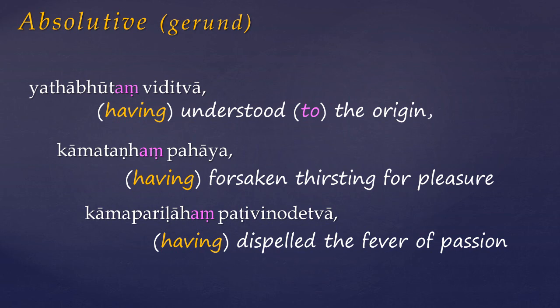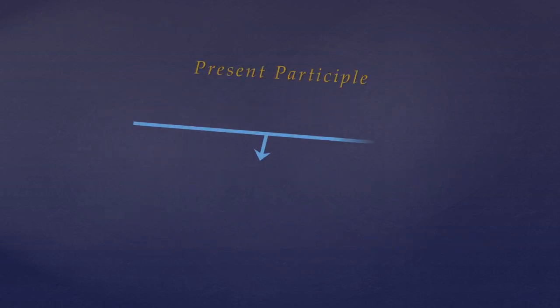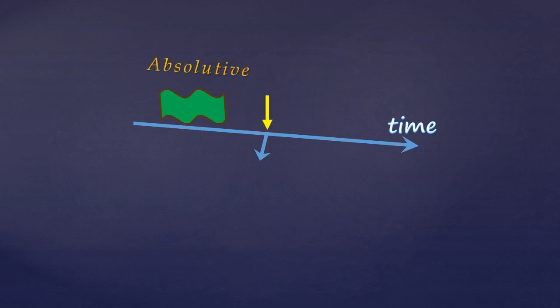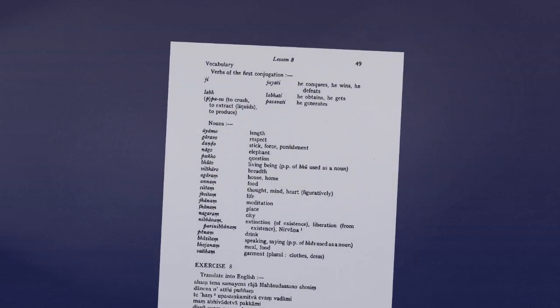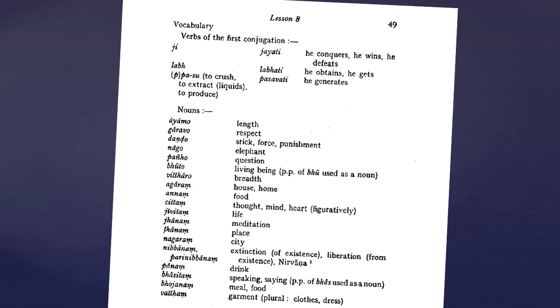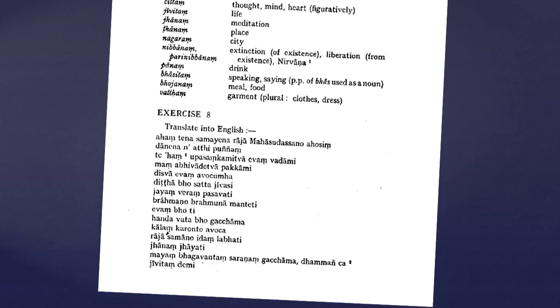Well, I'm going to leave Lesson 8 here. We've seen how present participles indicate an action which is happening alongside the main verb, whilst the absolutive indicates an action which happened before the main verb. Warder gives us some more vocabulary to learn, and this is followed by Exercise 8.